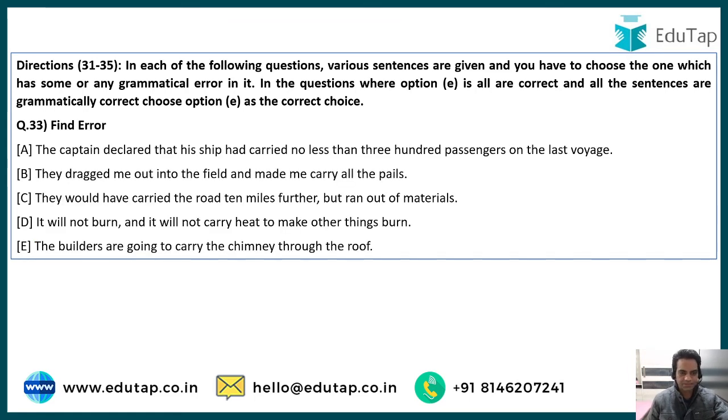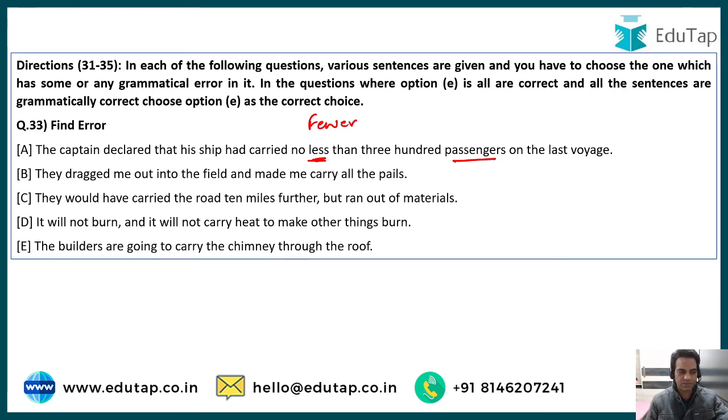Question number 33. The captain declared that his ship had carried no less than 300 passengers on the last voyage. So guys, for passengers, we cannot use less. Less is used for uncountable nouns. It should be fewer. So the captain declared that his ship had carried no fewer than 300 passengers.